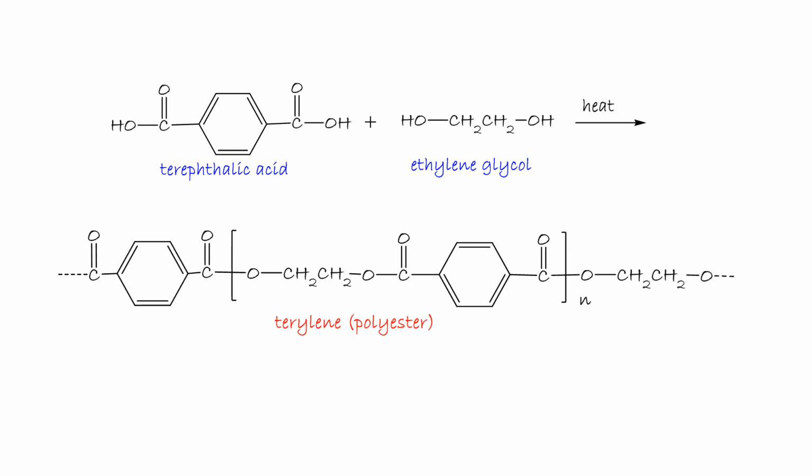Now we have this acid and diol. Okay, alcohol and carboxylic acid will form ester. Right? Since we have two sides COOH and two sides OH, we get a polymer, polyester, terylene.